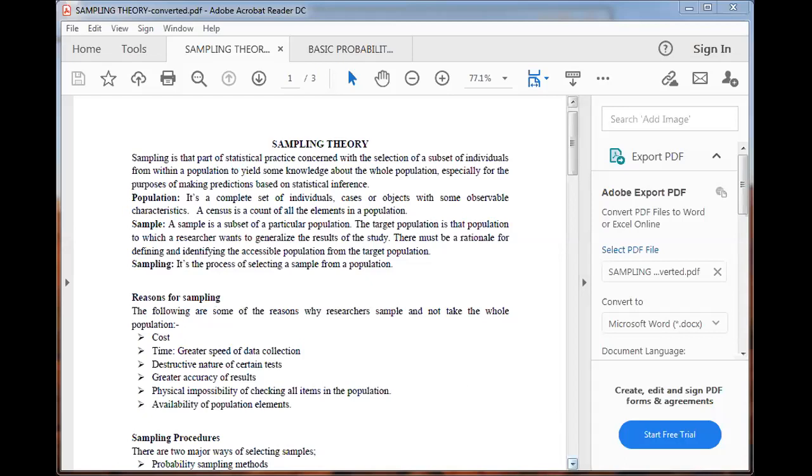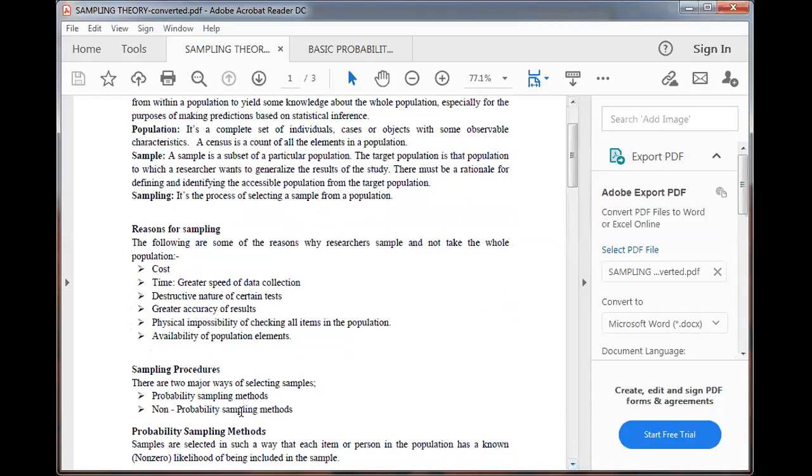After noting that, we can now go to the sampling procedure. The sampling procedure here is the process of selecting a sample. These procedures are broadly classified into two.